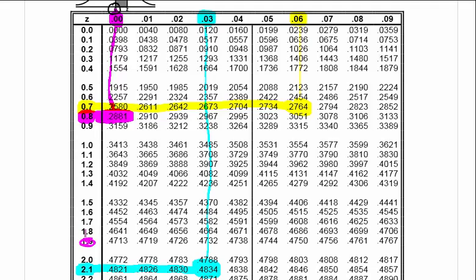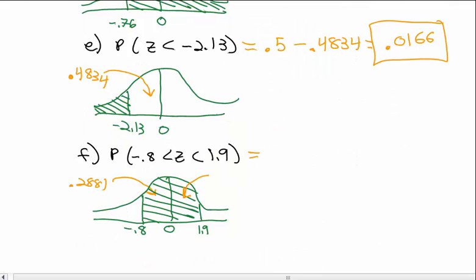And 1.9 on my table, 1.90, is 0.4713. We want both areas because they do both go into the center like we want, so we'll do 0.2881 plus the 0.4713 to get our total area on the calculator of 0.7594.